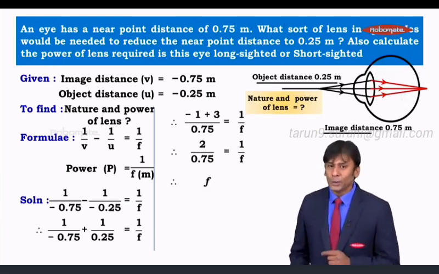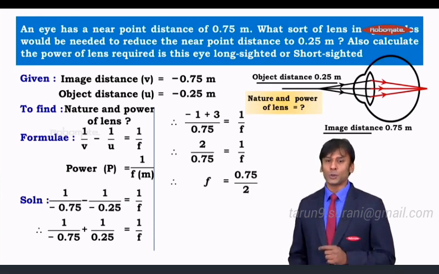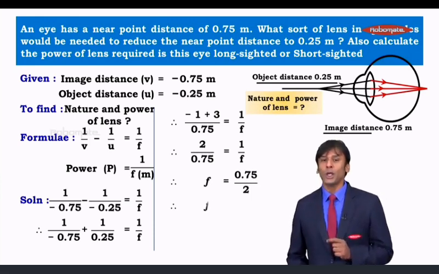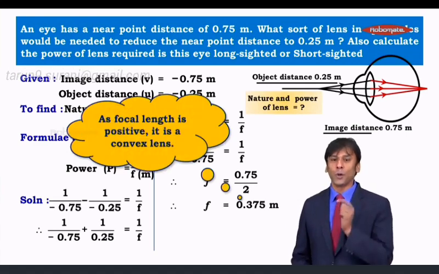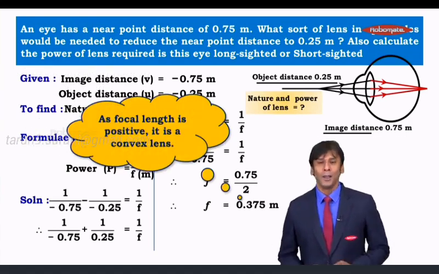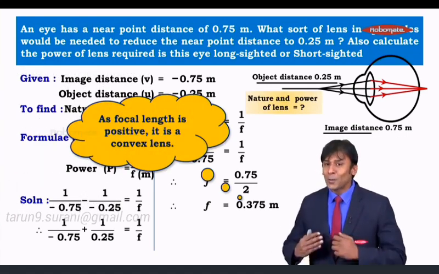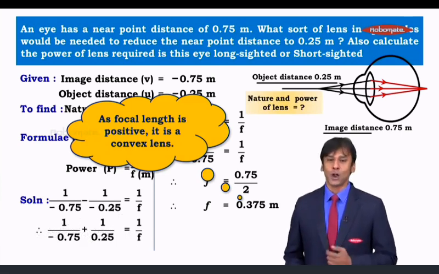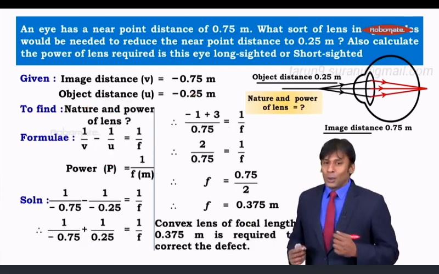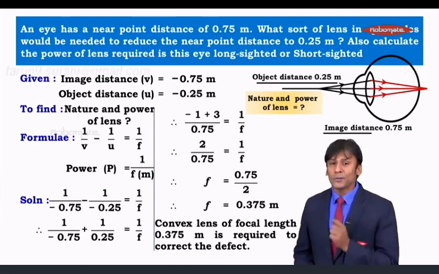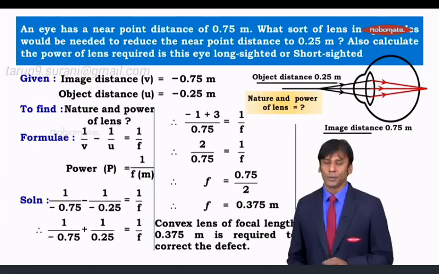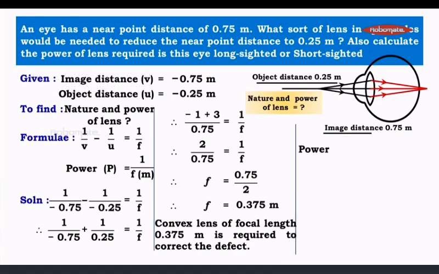Now doing invertendo, I get f is equal to 0.75 upon 2, and therefore the answer is f is equal to 0.375 meter. Now once again, the focal length is positive, so therefore it is a convex lens. So therefore the answer is the convex lens of focal length 0.375 meter is required to correct the defect.